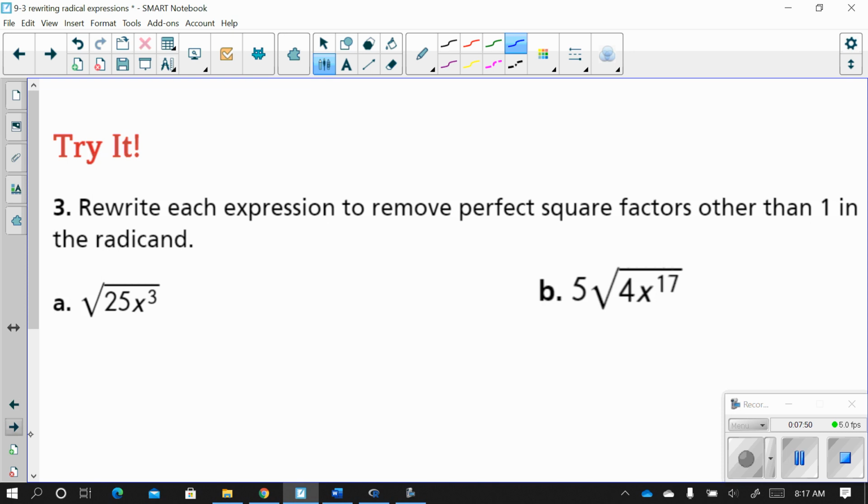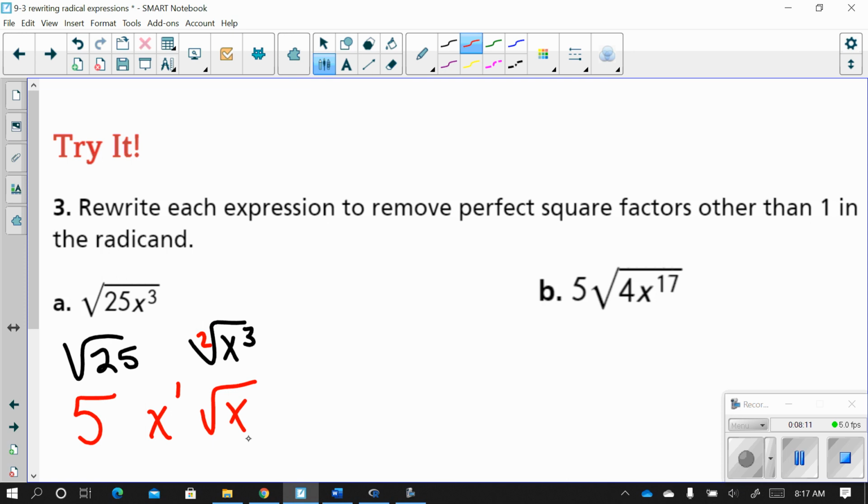Okay, letter A, I see square root of 25, x cubed. Okay, again, you can focus on one at a time. So if you like, break it down. Square root of 25, square root of x cubed. Well, square root of 25, that's just 5. And remember, we do our long division here. 2 goes into 3 once, and I have 1 left over. So 5x times the square root of x. Pause the video, try letter B.